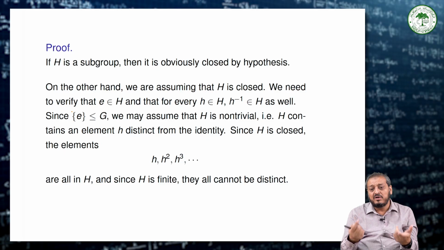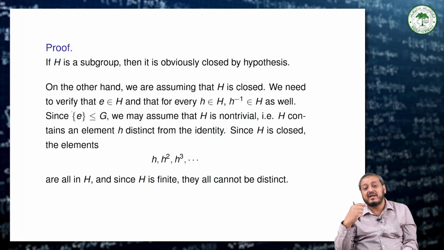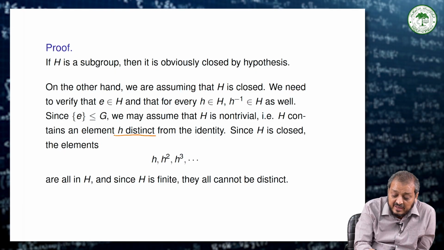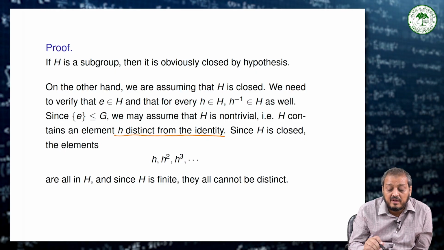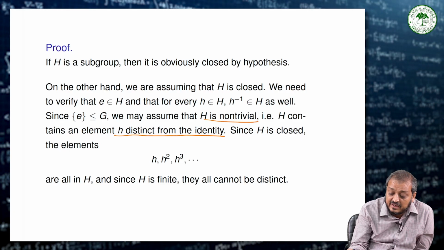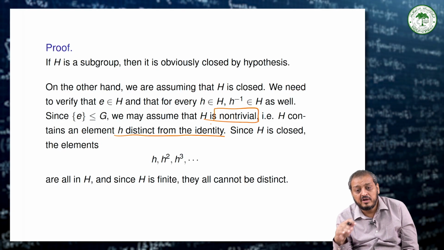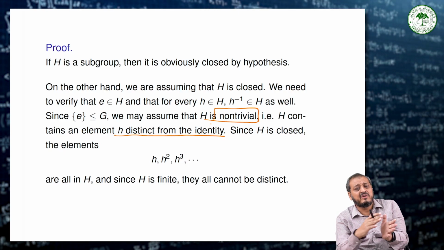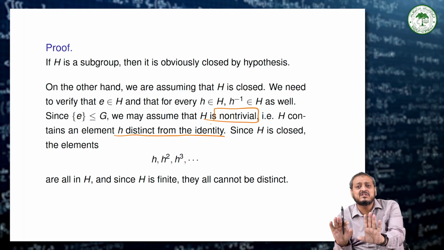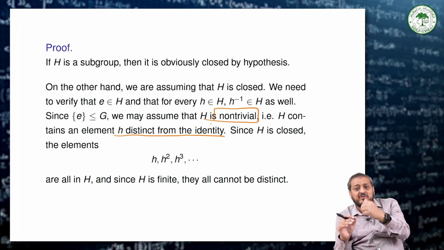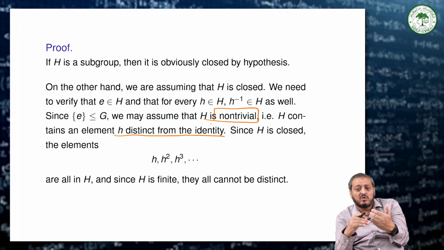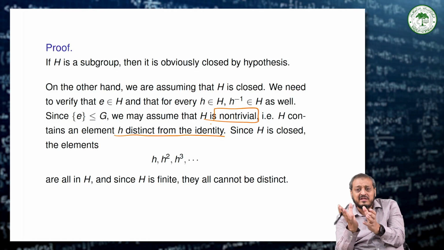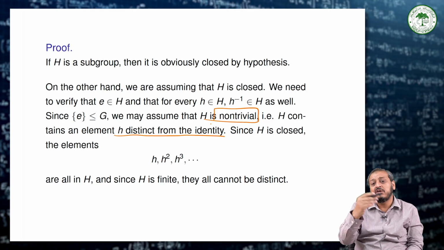That means H is non-trivial, meaning H contains an element x distinct from the identity. If non-trivial, there is at least one element except the identity. If we have just the identity element, that is trivially a subgroup. We assume that H contains an element x distinct from the identity element.